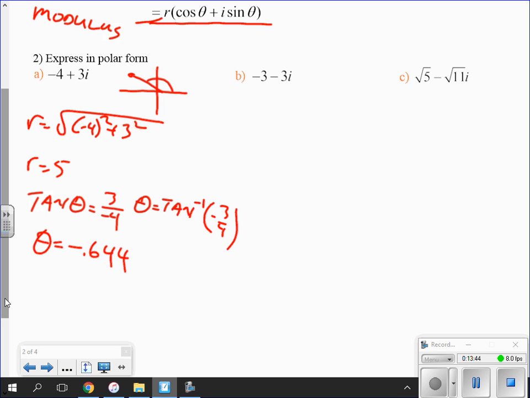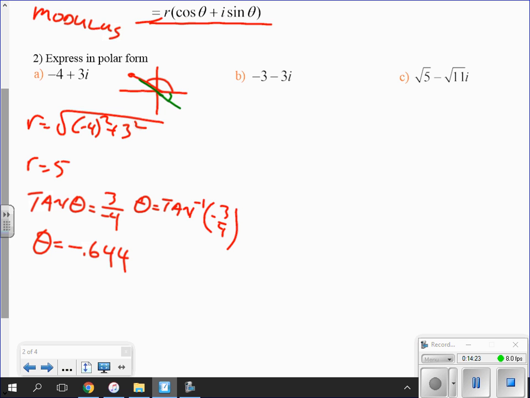I would put 0.644. Okay, we got a problem, don't we? That's not where our angle is. So what do we get? This angle here is actually down here. When I go to a negative, I'm going that way. That's not what I want. I actually want 180 degrees from that. I want the exact opposite of where I'm going there.